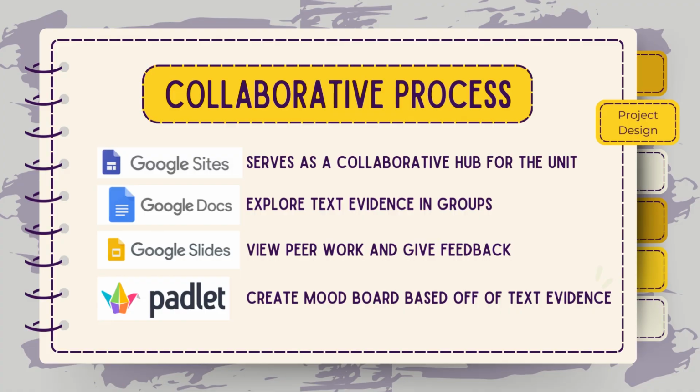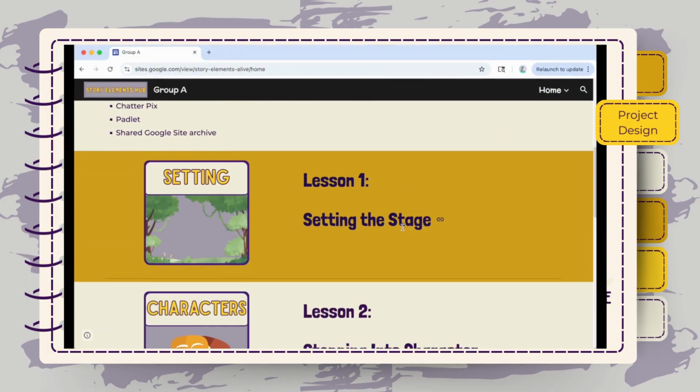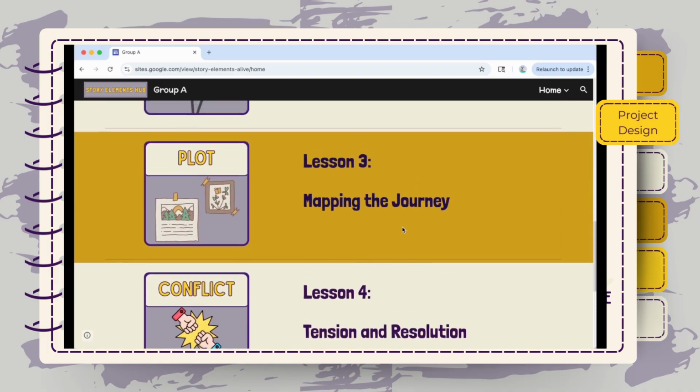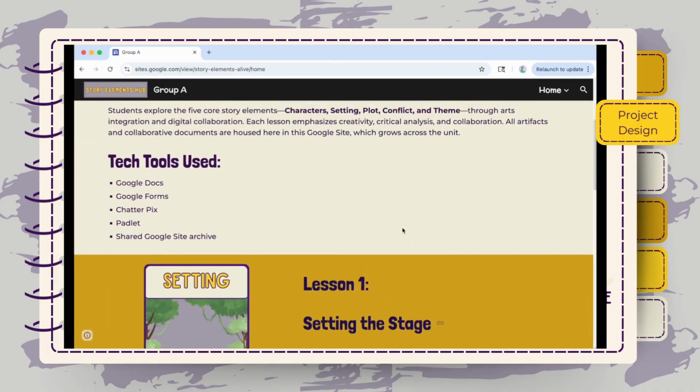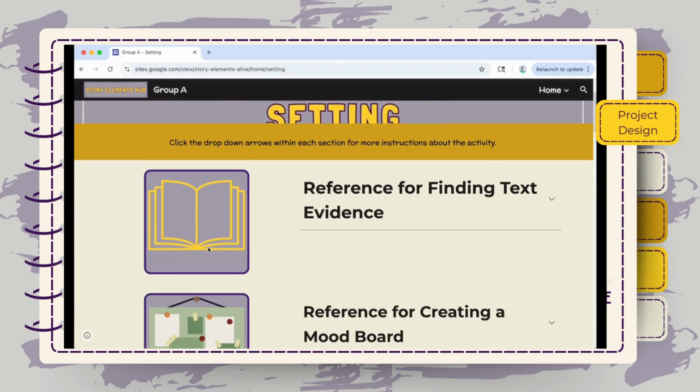Collaboration unfolds in several steps. Each group is assigned a Story Element Hub site, where they can find all the resources, tasks, and shared galleries for the entire unit. First, students navigate to Lesson 1, Setting the Stage, where they will find all the activities and tasks for the lesson on setting.